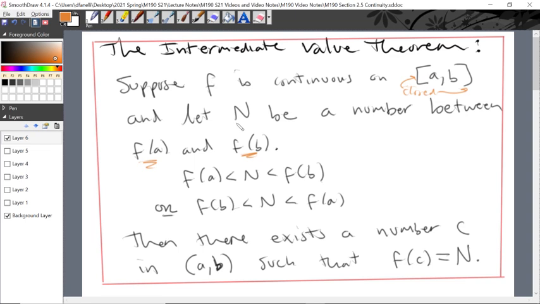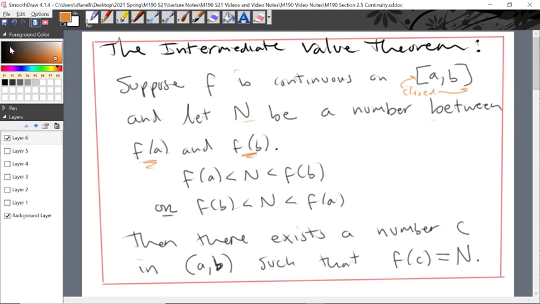Now also consider that n, let n be a number that is strictly between f of a and f of b. Those are the outputs. So it can either be that f of a is the smaller number and f of b is the bigger number, and that n is between the two, or it could be the reverse, where f of b is the smaller and f of a is the larger, and that n is between those two.